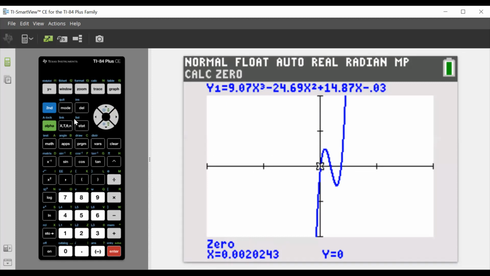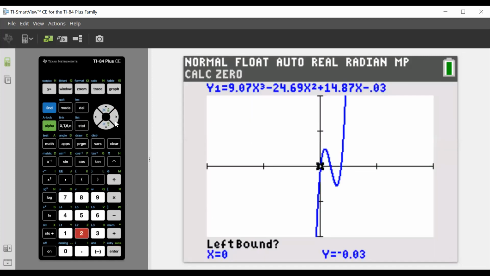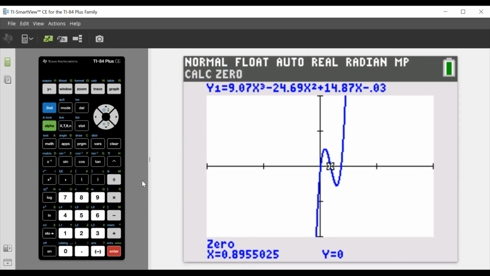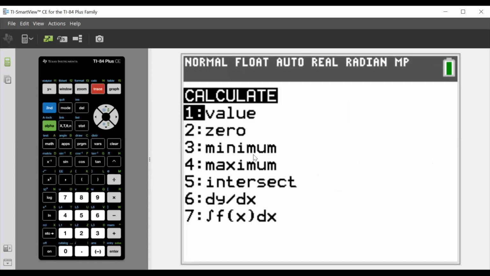So that one's fine. So we don't really need that. How about the next one? Let's go up here. All right, so we'll do that, and we'll do that. And so 0.89550 is that one. So that's one point we're gonna have to think about because that's gonna give us a positive area. And well, let's see where that last one is.